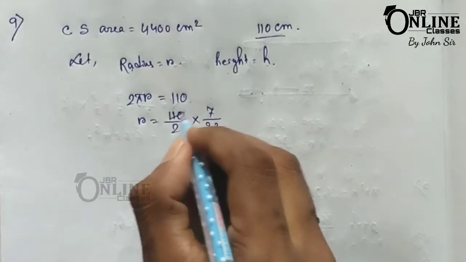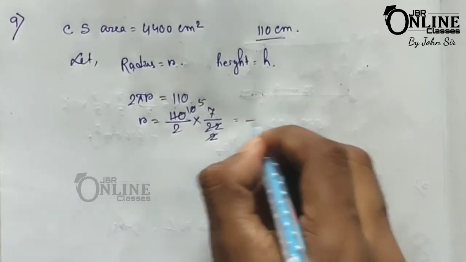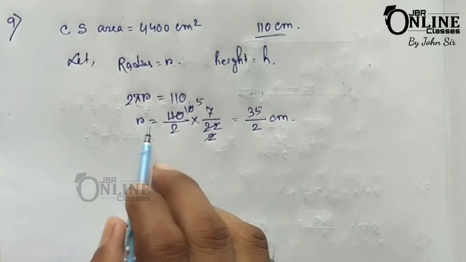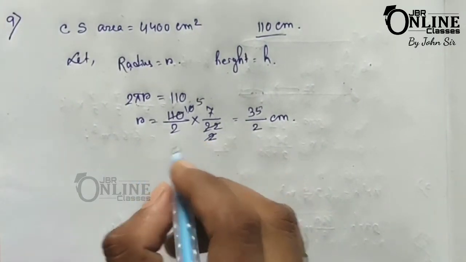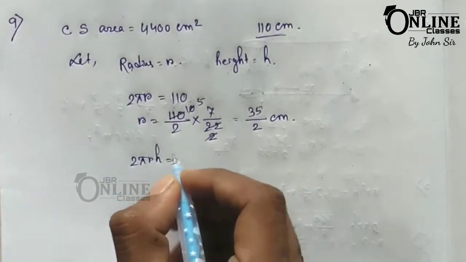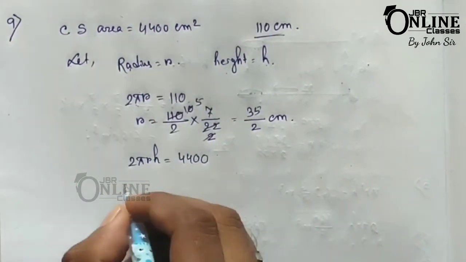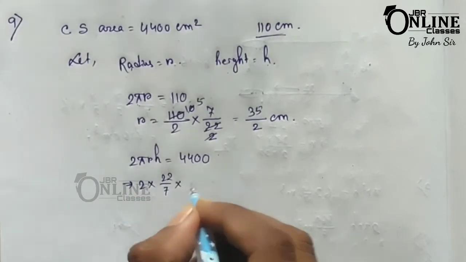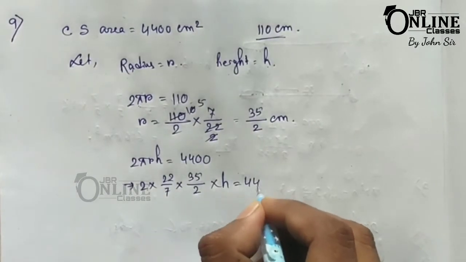So here 10 to, so 5, that means 35 by 2. So 35 by 2 centimeter is the radius. Okay, now height. Now we know the formula of the curved surface area, and that equals 2 pi RH. So according to the problem, 2 pi RH equals 4400. So next here 2 into 22 by 7, R means 35 by 2 into H, that equals 4400.